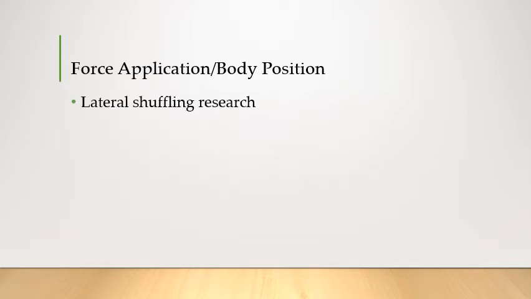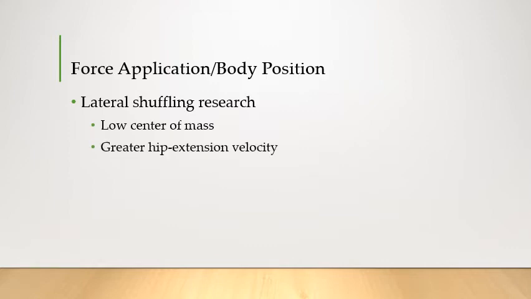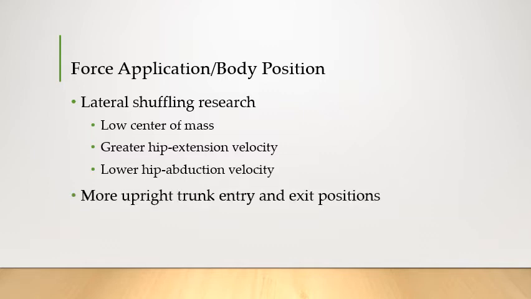So still looking at the concept of force application and body positioning. In looking at lateral shuffling research, what do we find? We find that athletes have a low center of mass, they have a great hip extension velocity, and they have lower hip abduction velocity. Those are some of the qualities that we find. They also tend to have more upright trunk entry and exit positions.